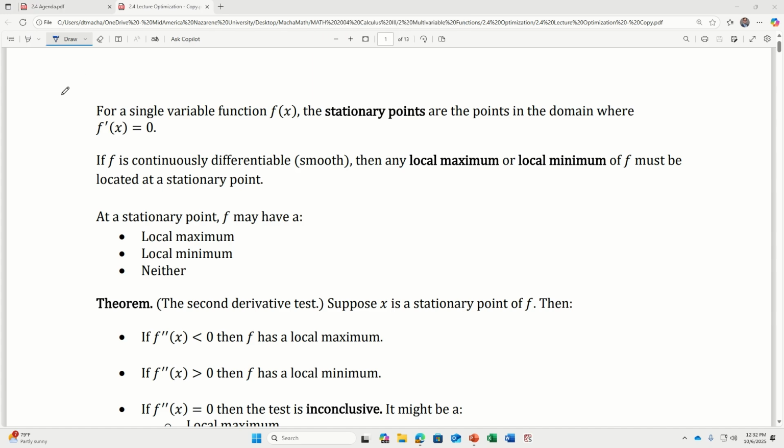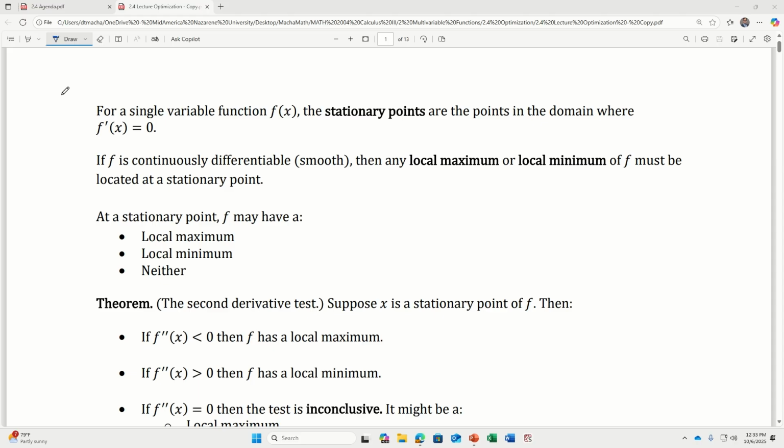If I have a single variable function, the stationary points are the points in the domain where the derivative is equal to 0. If f is continuously differentiable, then any local maximum or local minimum of f must be located at a stationary point. So continuously differentiable just means the derivative of f is continuous.